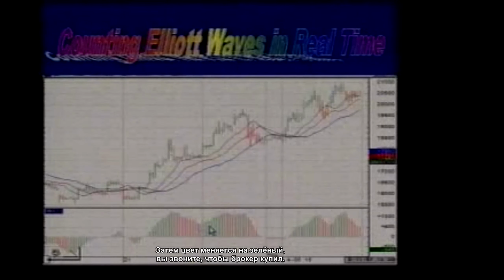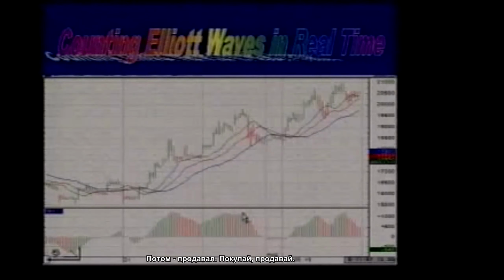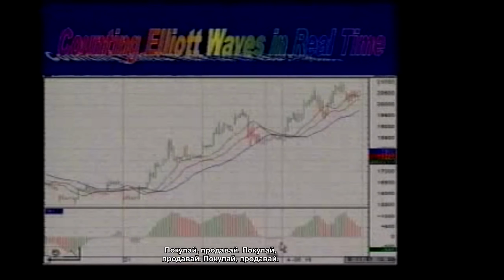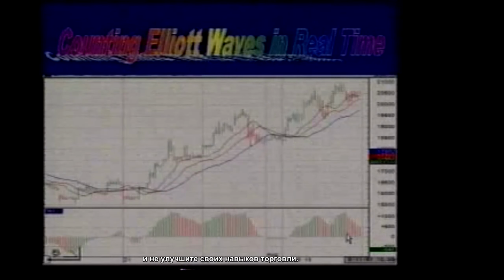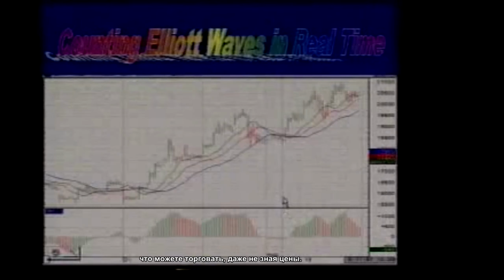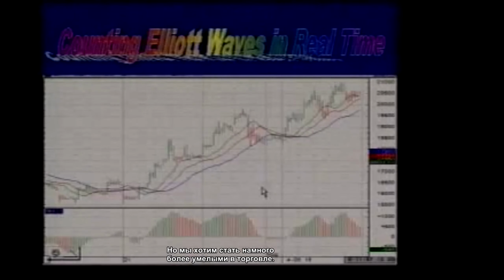Then when it turns green again, you call the broker and say, buy at the market, sell at the market, buy at the market, sell, buy, sell. Now, you will not be maximizing your income or your proficiency as a trader, but it's kind of interesting to be able to tell war stories to other traders that you can make money trading stocks and commodities without even seeing a price chart and without even knowing what the prices are. Just a little bragging point, but we want to do much better than that.